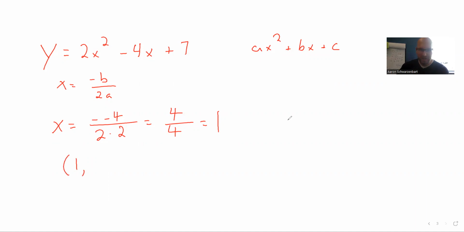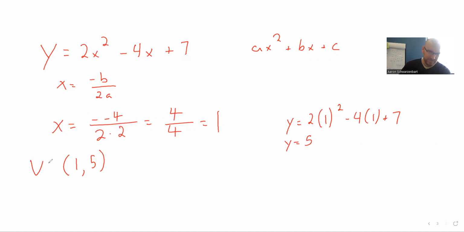In order to get the y coordinate, I'm simply going to plug my x value, 1, into my equation and calculate. 1 squared is 1, times 2 is 2, minus 4 is negative 2, plus 7 is 5. My vertex is (1, 5). My axis of symmetry is, oops, it's not a coordinate, it's an x equals. x equals 1.